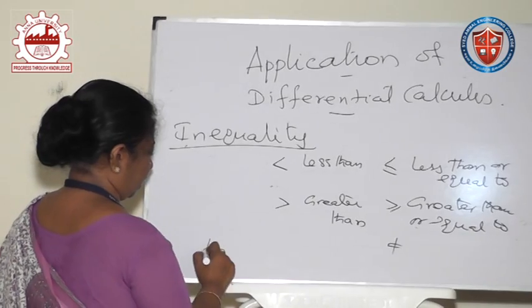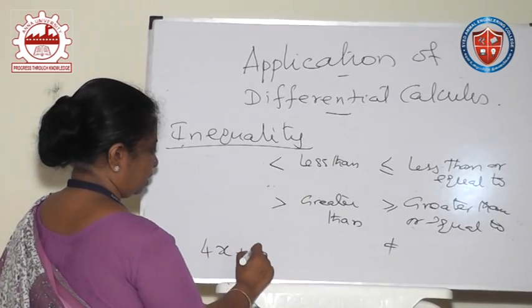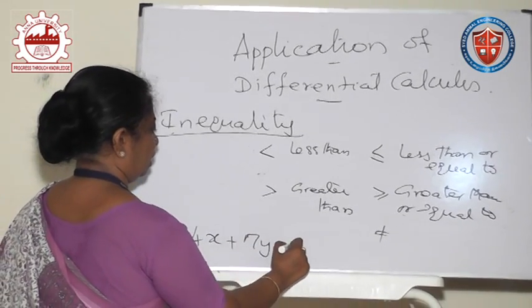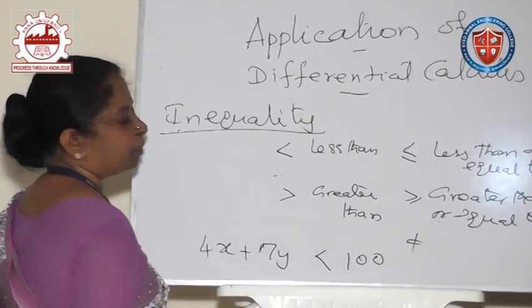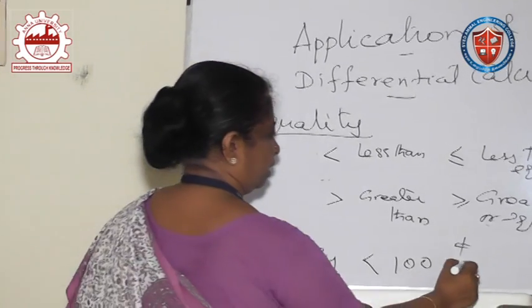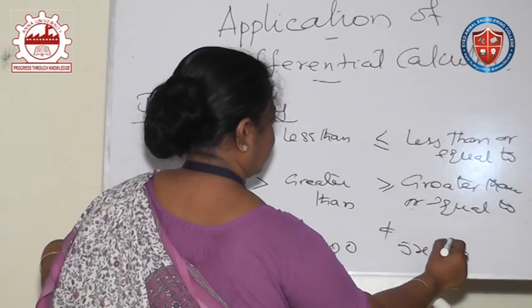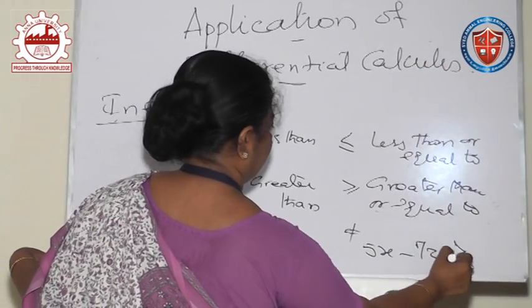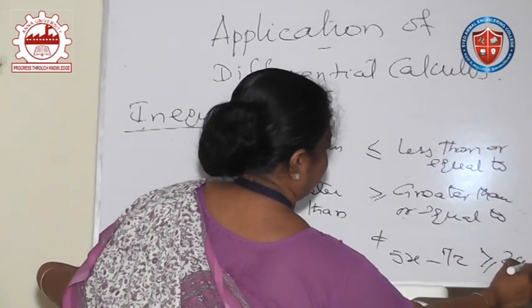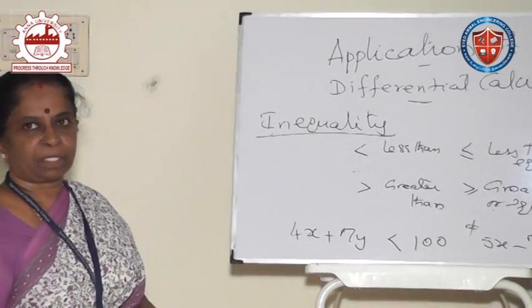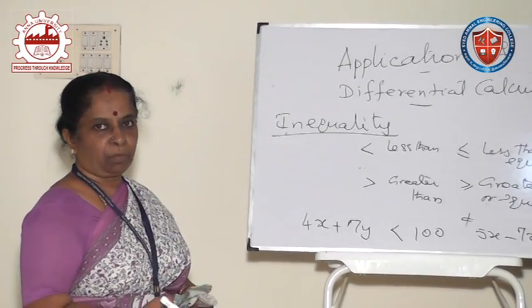For example, we can have 4x, 7y less than 100. Or we can say 5x minus 7z greater than or equal to 200. These represent inequalities.